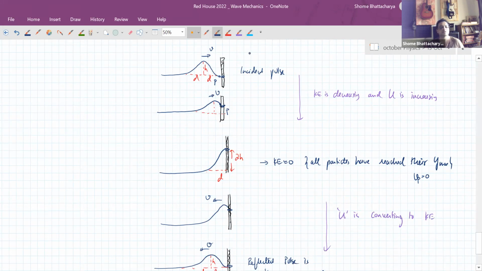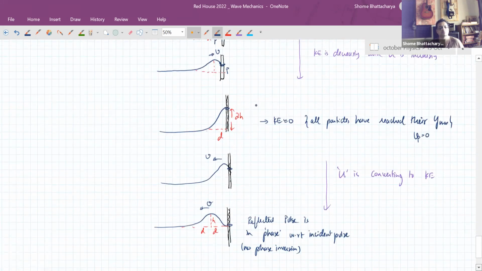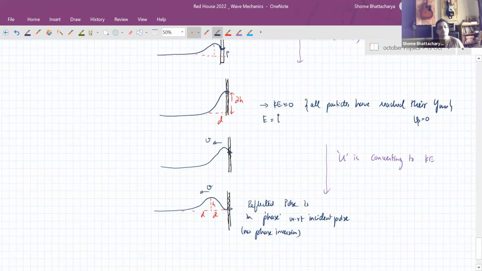So whatever energy it started with, as a combination of certain kinetic energy plus potential energy, here it is converted to that maximum potential energy. But now again, it is converted to a combination of kinetic plus potential.